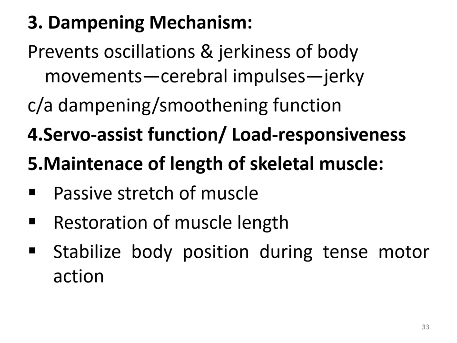The next function of the muscle spindle is the servo assist function or load responsiveness. We have already discussed this function in detail in previous slides. Another function of the muscle spindle is maintenance of the length of the skeletal muscle. Whenever there is any passive stretch of the muscle, this leads to restoration of the muscle length because of the muscle spindle acting through the gamma efferents. So the muscle spindle acts as a feedback device to maintain the skeletal muscle tone.